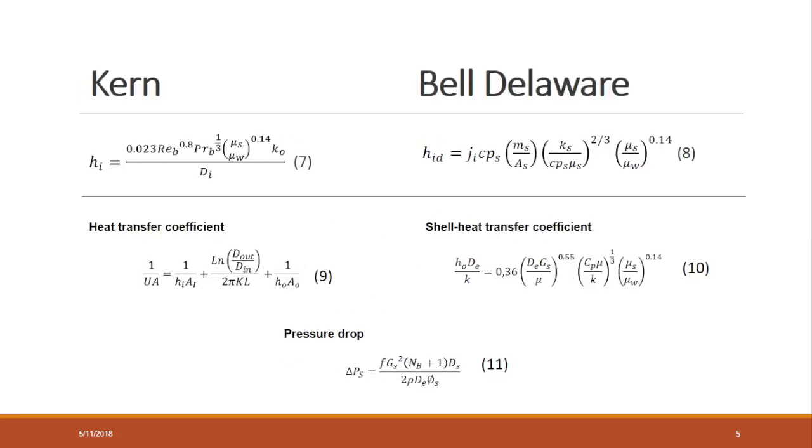The second and third methods were Kern and Bell-Delaware. These methods only differ in the calculation of h, which is the heat transfer coefficient by convection. The equations of these methods are equations 7 and 8. Both methods use the same equations to calculate U and the shell heat transfer coefficient, which are equations 9 and 10. Finally, to obtain the pressure drop on the shell, equation 11 was used. These equations are very important to determine if the heat exchanger is working in good conditions.